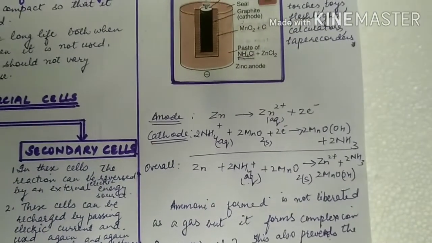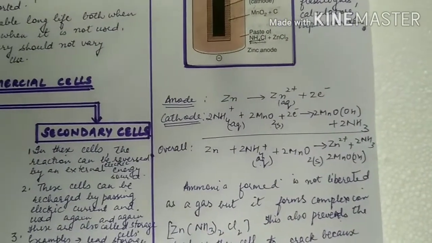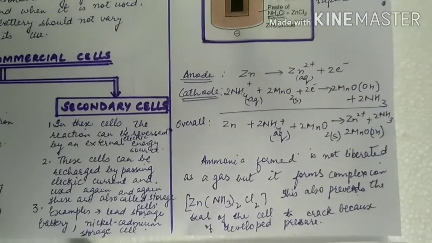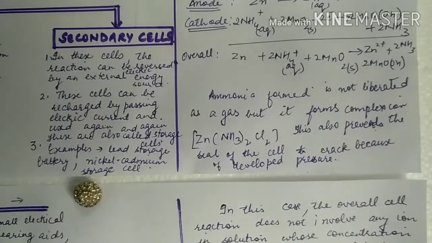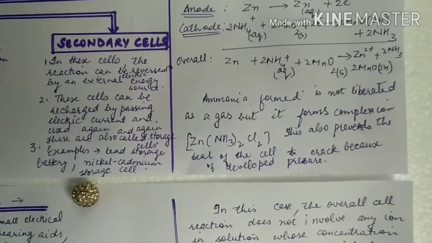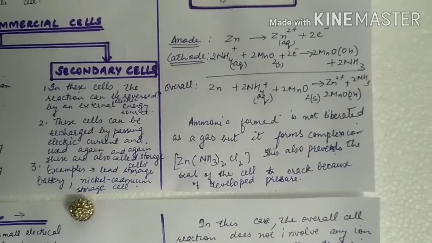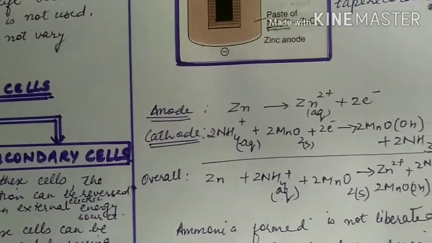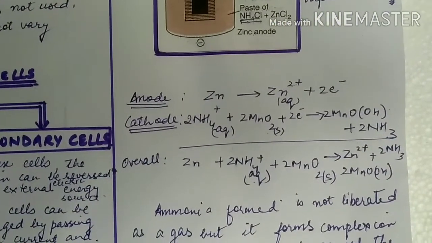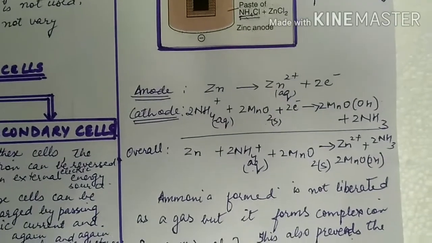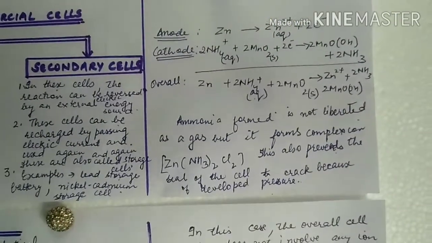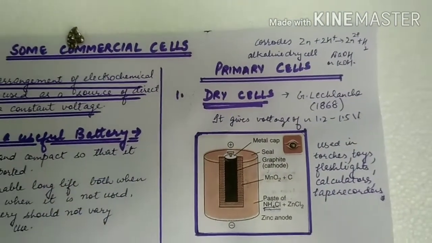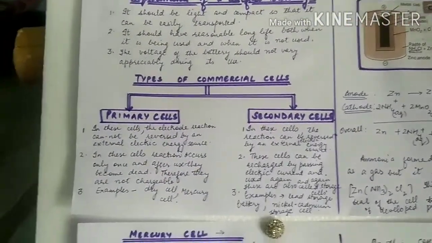The ammonia which is formed is not liberated as a gas, but it forms a complex ion, diamminedichloridozinc. This prevents the seal of the cell from cracking because of developed pressure, because if ammonia gas is formed, pressure would have developed. The overall reaction is zinc plus ammonium ions plus manganese dioxide forms zinc complex plus 2 ammonia plus manganese oxyhydroxide. It gives a voltage of 1.2 to 1.5 volts.